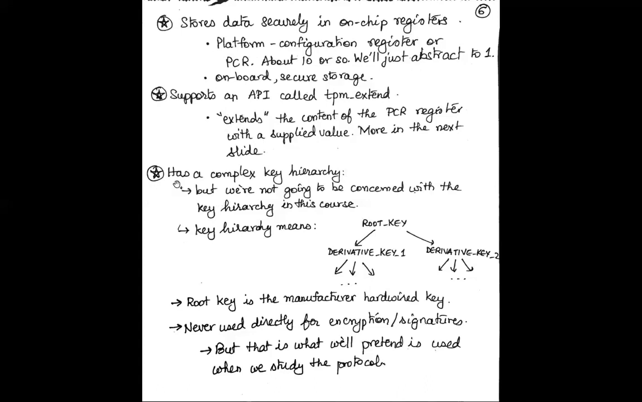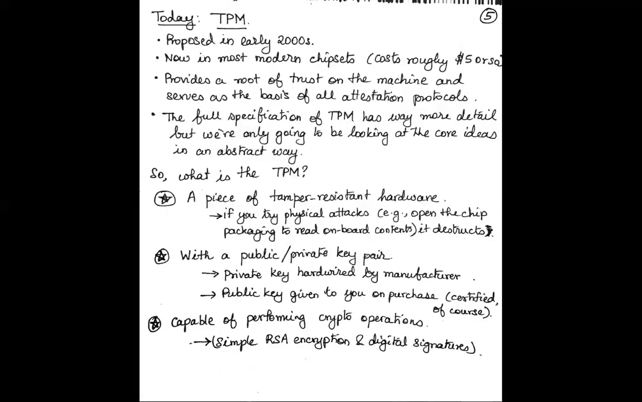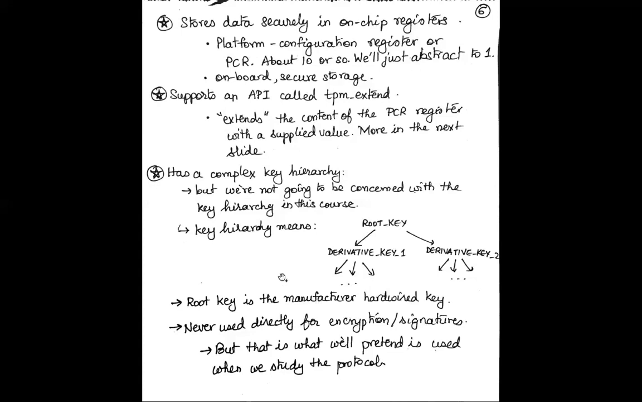Finally, I have to tell you some hard truths about the TPM that we are not going to be considering. I gave you a very simplified view, which is that of a public-private key pair on this TPM, and the public-private key pair being used for crypto operations and so on. In reality, it's not like that. If you look at the specification of the TPM, in fact, there is a complex key hierarchy. So what's a key hierarchy?